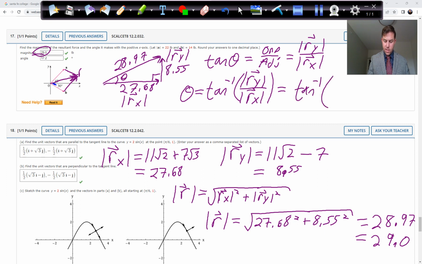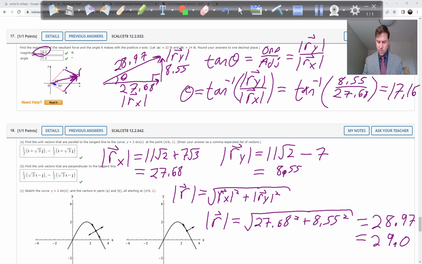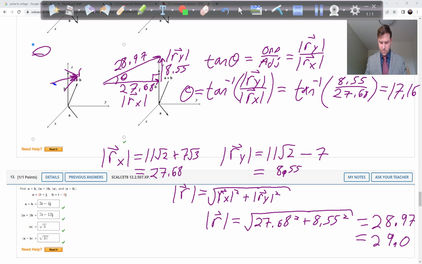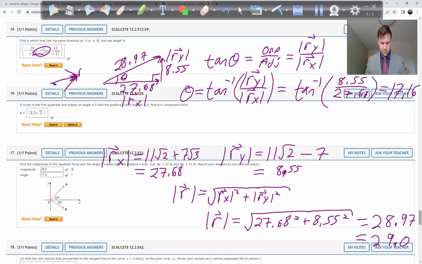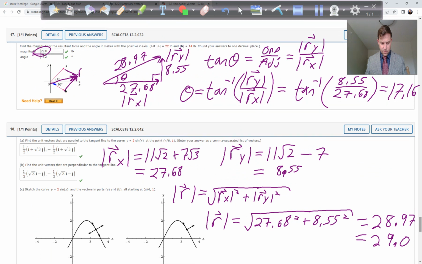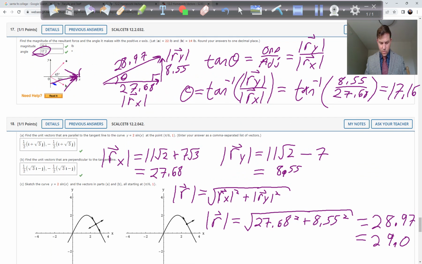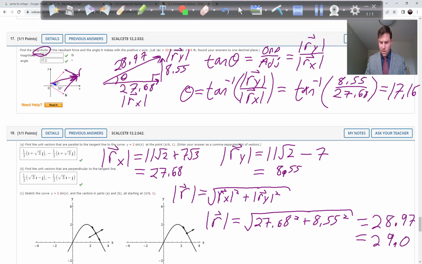And we have those numbers. It's just 8.55 for ry, 27.68 for rx, and if you arctangent that in your calculator in degree mode, because I want degrees here, you should get 17.165 degrees. And when we round to one decimal place, we'll call it 17.2.